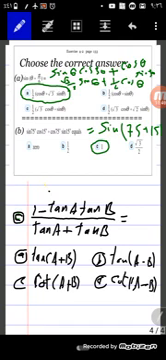Now 1 minus tan A tan B over tan A plus tan B. This is the reciprocal of the rule of tan A plus B, then the result equals cotan of A plus B.